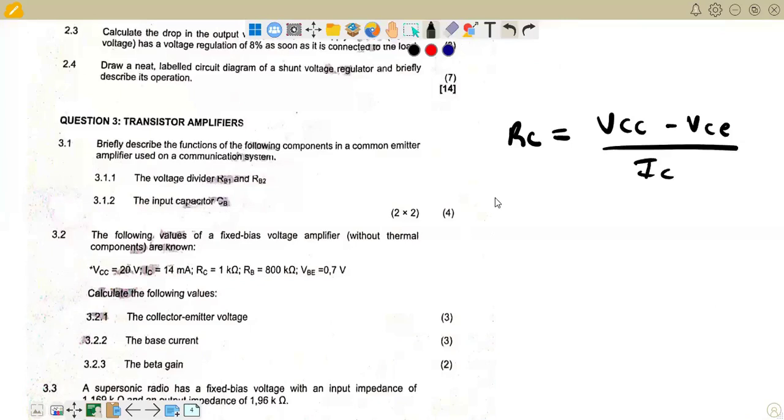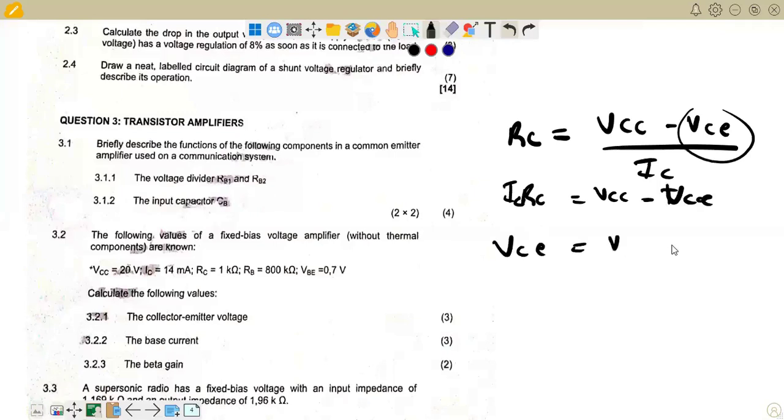RC, we do have it. VCC, we do have it. IC, we do have it. We can then find VCE from there. That's our collector emitter voltage VCE, which is this one. So manipulating that formula, multiplied by IC, we end up having IC RC is equal to VCC minus VCE. So making VCE the subject, VCE therefore is equal to VCC plus IC RC.